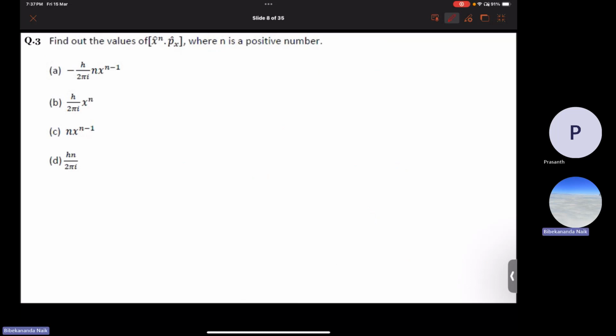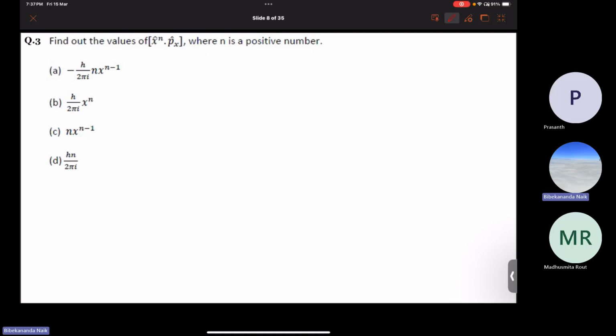The question says, find out the value of the commutator of x cap to the power n and px cap, where n is a positive number. The options are: option A, minus h by 2 pi i n x to the power n minus 1. Option B is h by 2 pi i x to the power n. Option C is n x to the power n minus 1. And option D is hn divided by 2 pi i. So these are the 4 options.